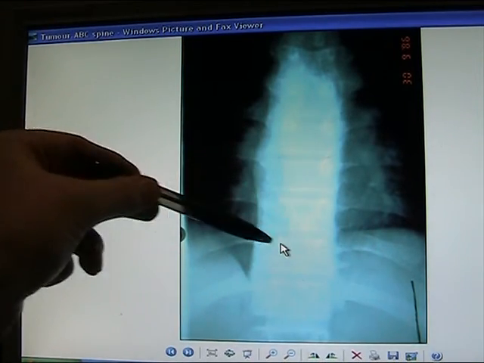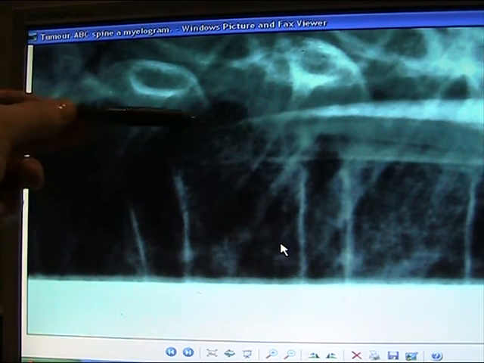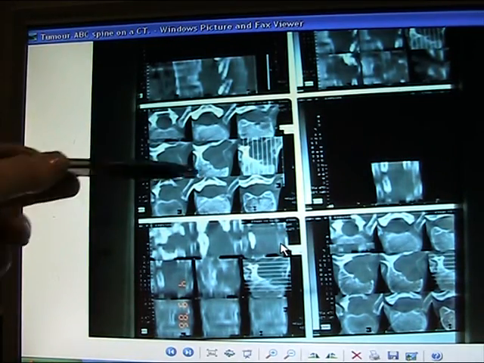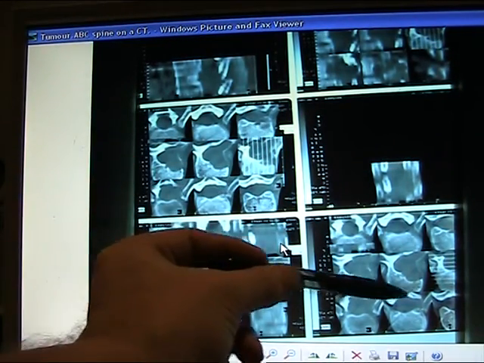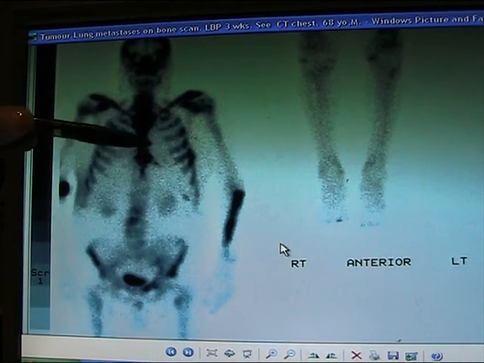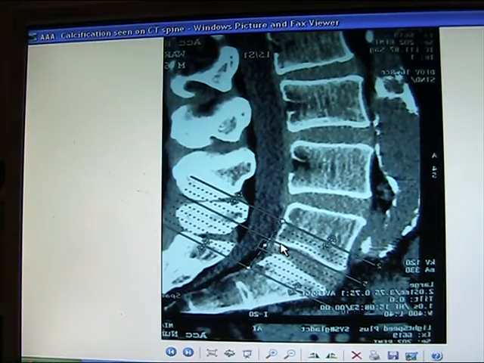ABC of the spine. ABC of the spine, apparent with myelogram. ABC of the spine seen on CT scanning. Lung metastases may be the first presentation of back pain. Low back pain, 3 weeks, 68-year-old. Big tumour in the lung, back pain's the first presentation.